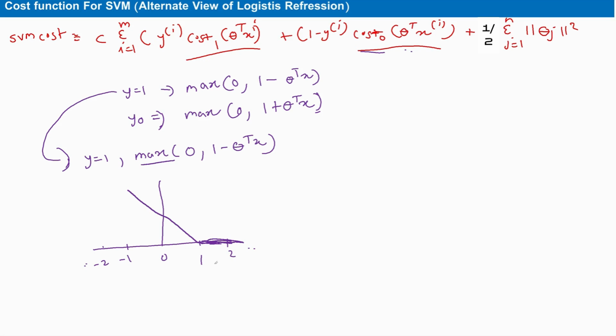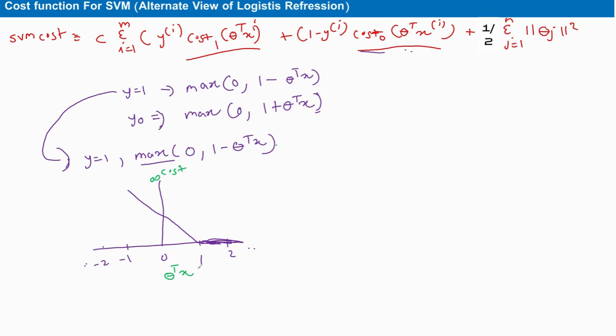So when y is equal to 1, whatever this x-axis is, it is nothing but our theta transpose x. And whatever this cost is, it is between 0 and infinity. So this is the cost, and it is between 0 and infinity.